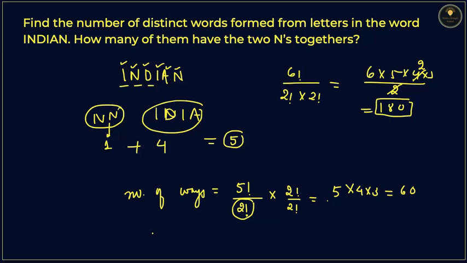If I want to find the number of ways in which the two Ns are not together, we will write it as 180 minus 60, that is equal to 120.